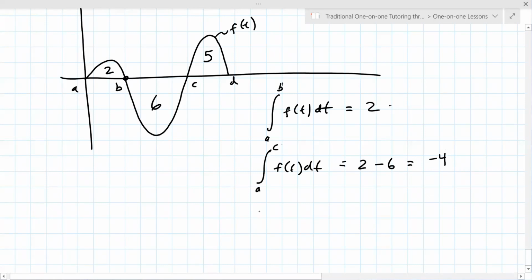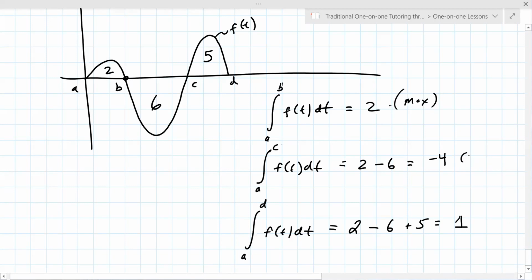So let's keep going. Let's go from A to D, f of t dt. So it's 2 plus 6 or -6, -6 plus 5. Right, and that's 1. Okay. So where's the max and where's the min? Same places as before. Yes. I see. Okay.